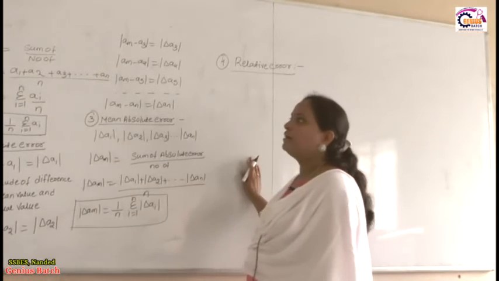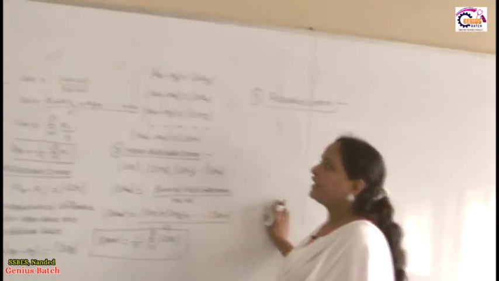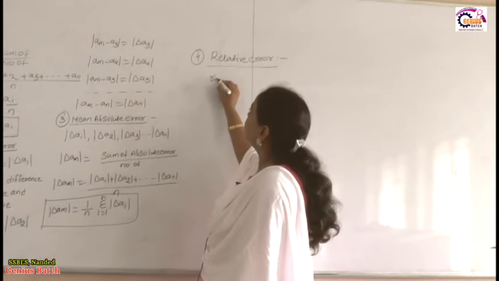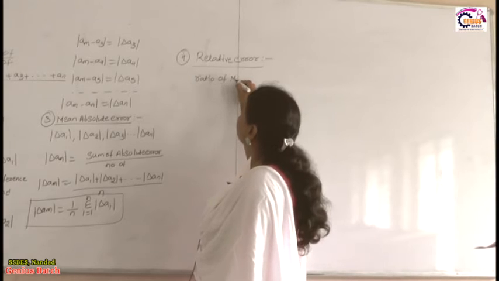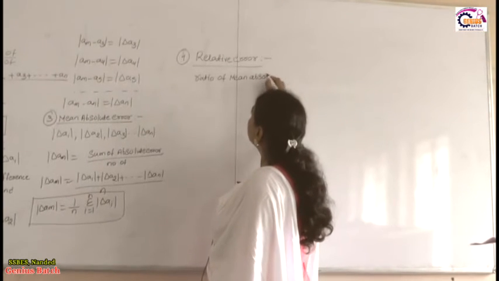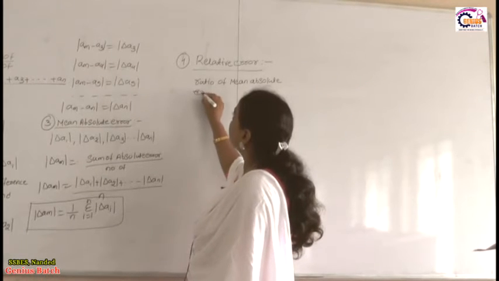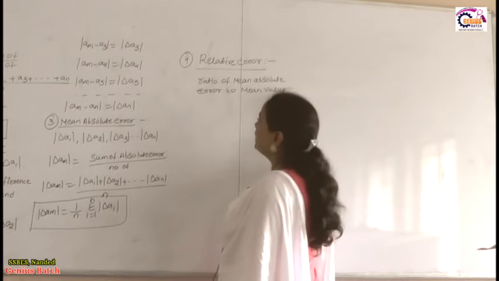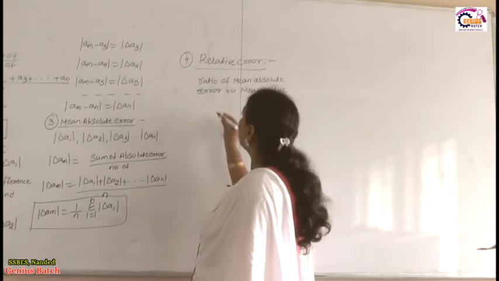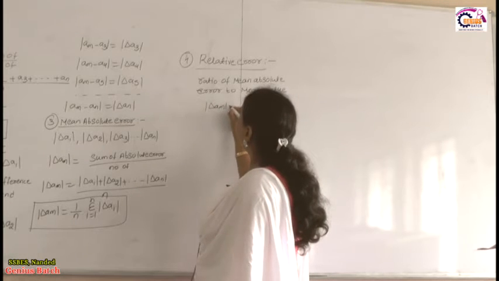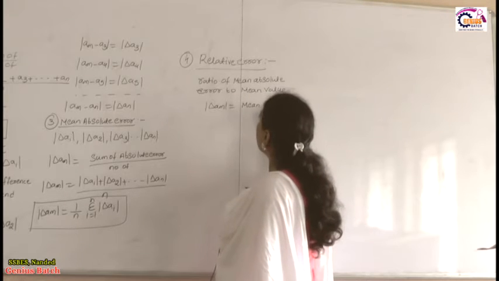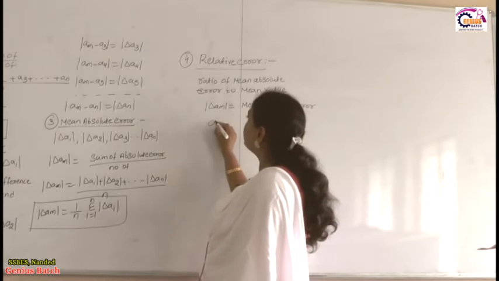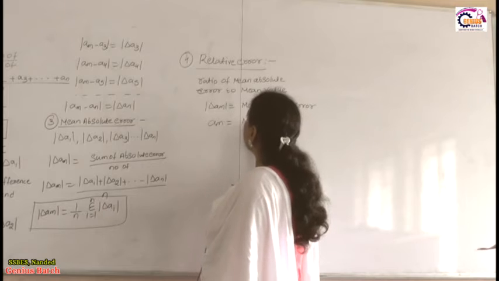Relative error is the ratio of mean absolute error to mean value. The ratio of mean absolute error to mean value is called the relative error. Delta AM is called the mean absolute error, and AM is called the mean value.